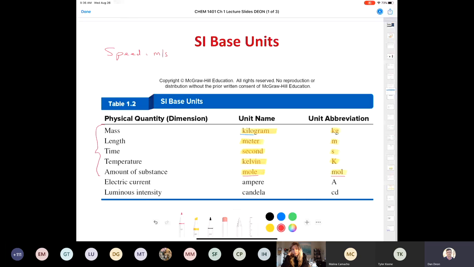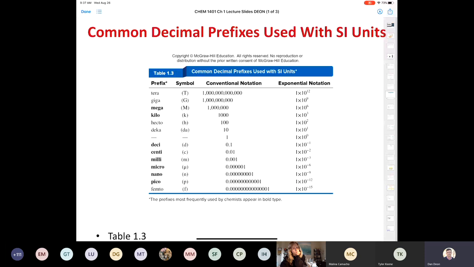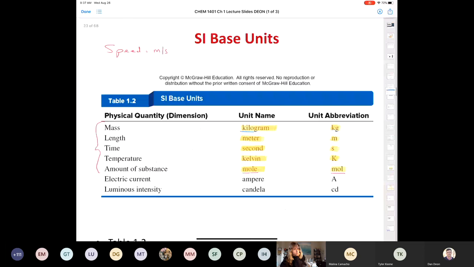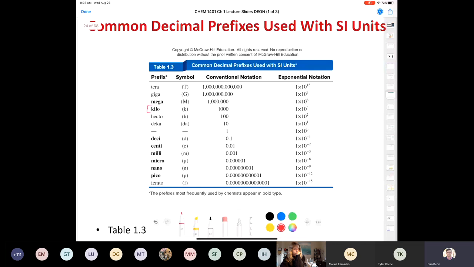Anyhow, let's move on from there, and let's talk about common decimal prefixes that are used with SI units. If we were to take a base unit, like let's say a meter, we can add these prefixes, and then we can add the exponential notation to determine the amount. Let's say we take a meter and we want to have a kilometer. Anyhow, let's say we have a meter and then we want to have a kilometer. We're going to take that meter and we're going to multiply it by 1,000. So if we have 1,000 meters, we have a kilometer.